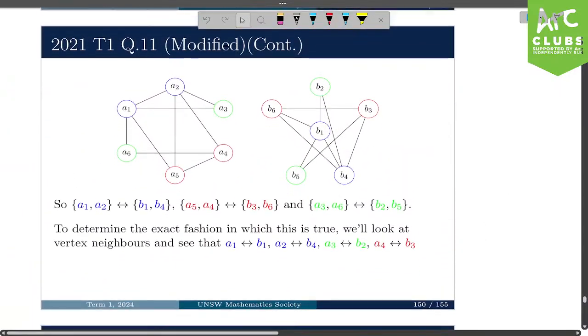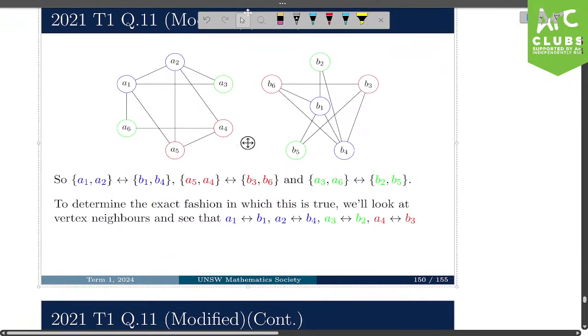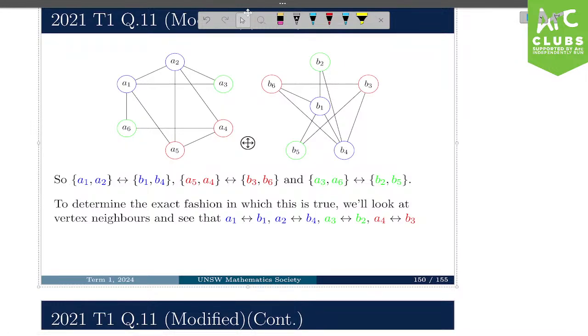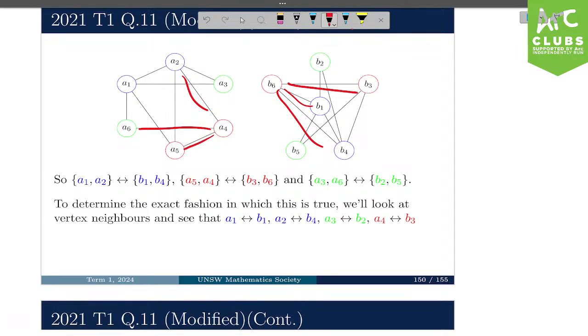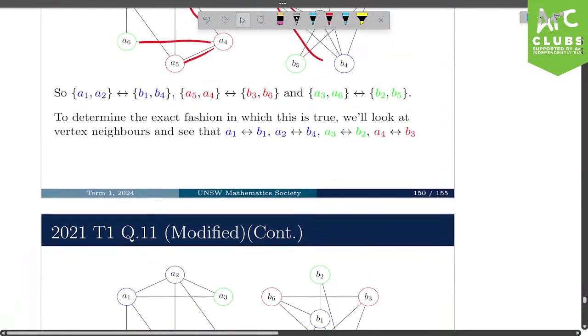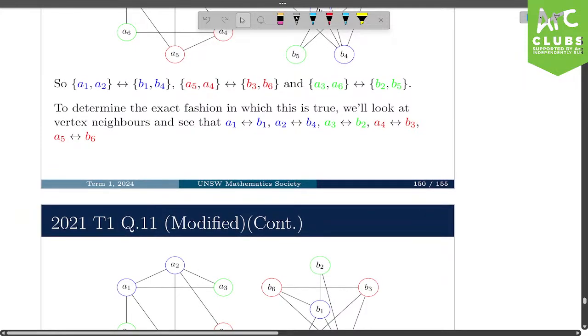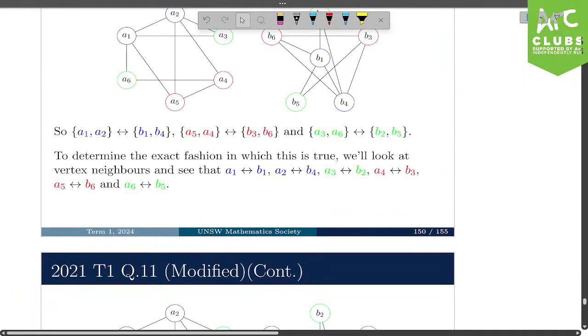And finally, for the red vertices, A4 must map to B3, because if it mapped to B6, you can see it connects to blue, blue, and red. So B6 connects to blue, blue, and red, and A4 connects to red, green, and blue. They're not the same degree vertex neighbors, so that's also bad. So these must be the connections, right? And finally, we fill out the rest based on what the other one must be.